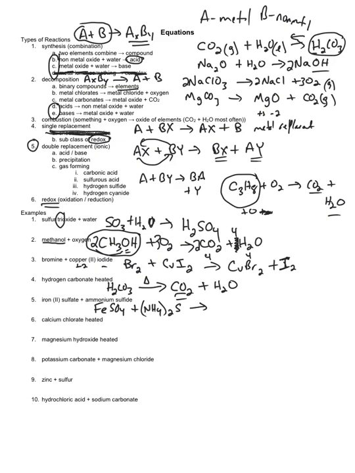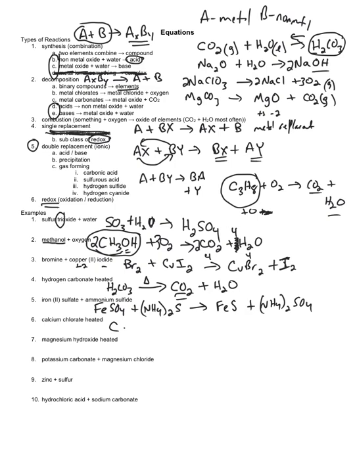This is an example of a double replacement because sulfate and sulfide are different negative ions, and therefore they switch. So we are going to get iron 2 sulfide and ammonium sulfate. Okay, simple double replacement. Just make sure you've got the charges of the ions.